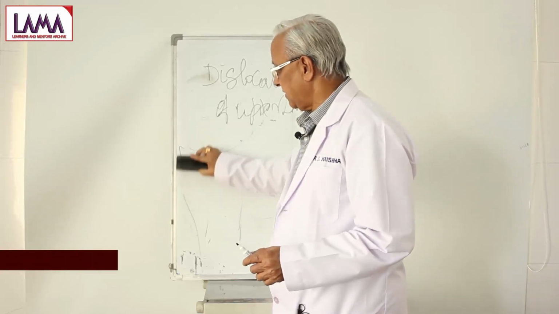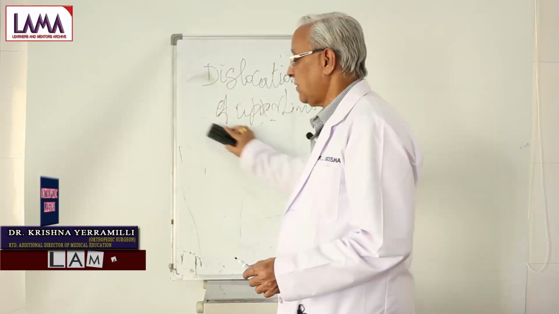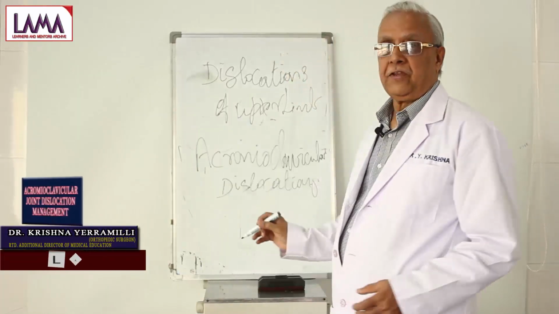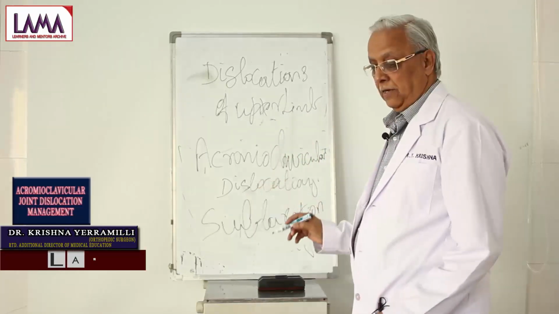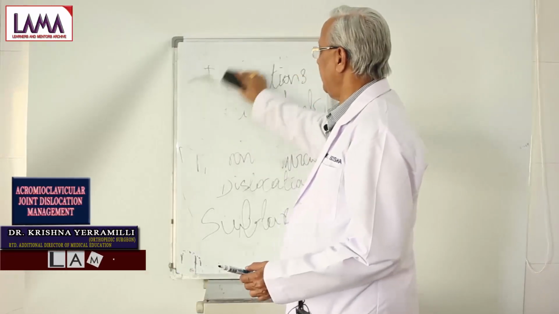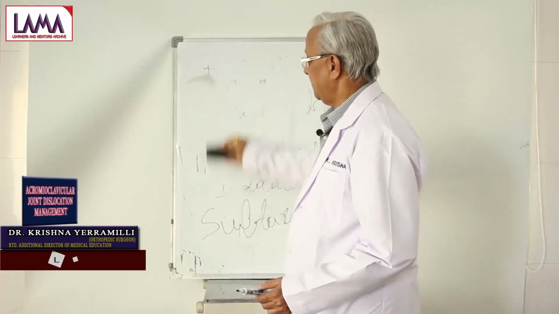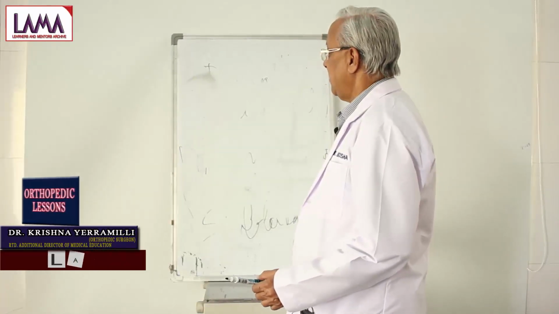So the next dislocation that can occur, which is not uncommon, is acromioclavicular dislocation. If the dislocation is not complete, we call it a subluxation. I'll give a small example diagrammatically. What is the difference between subluxation and a dislocation? In a ball and socket joint, it is more obvious than in other dislocations.